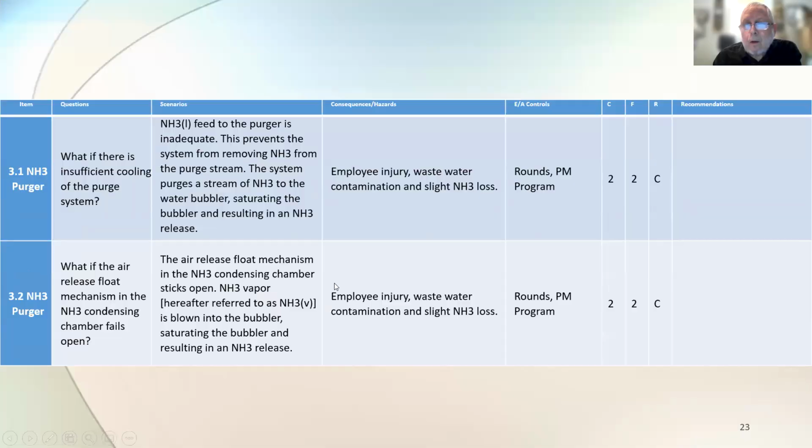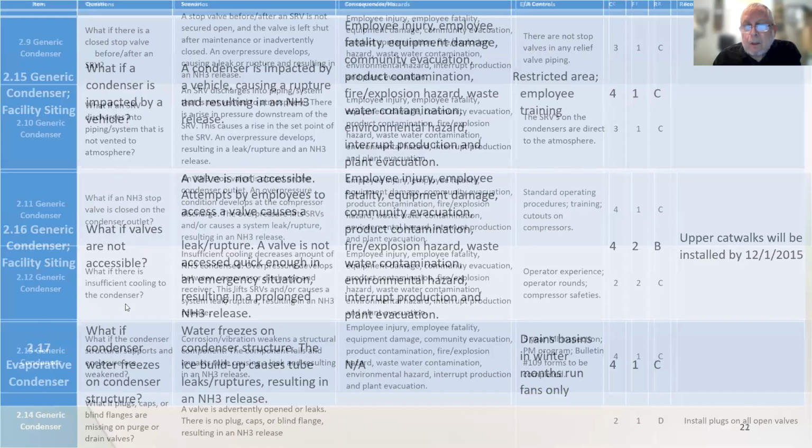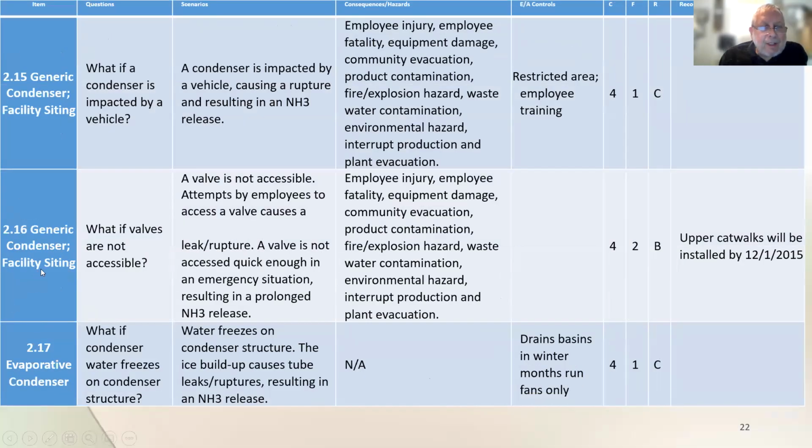And here's a good one here, catalogs. Generic condenser facility siting. Now, facility siting means like where's stuff at, how's it located? What if valves are not accessible? There were some valves, in this particular operation, that were really difficult to get to. And what happens now if an employee couldn't get to that valve and had to shut it off?